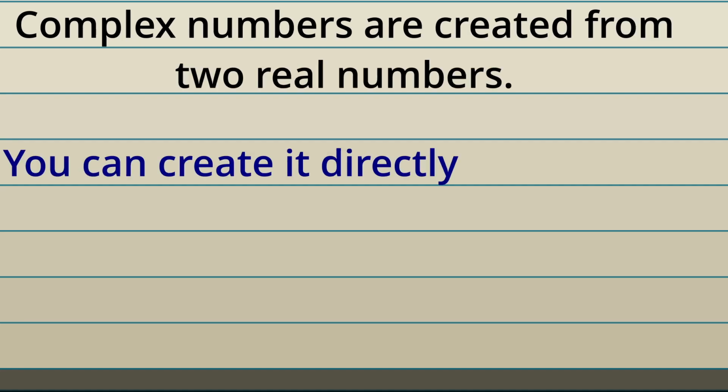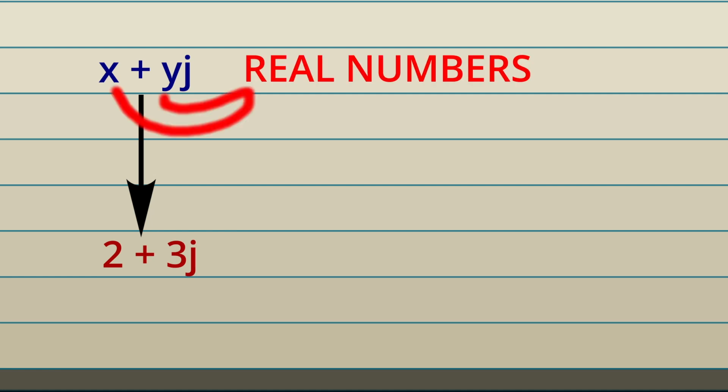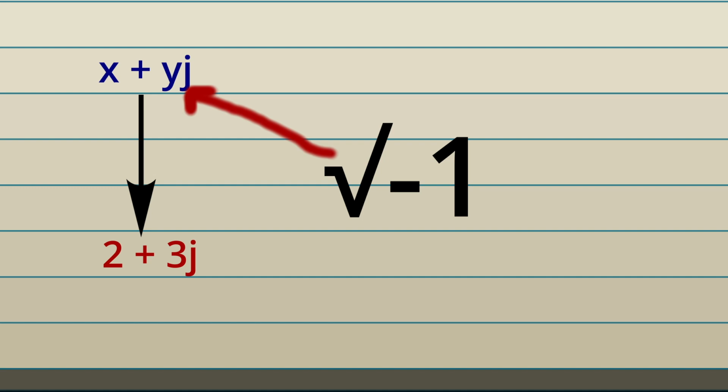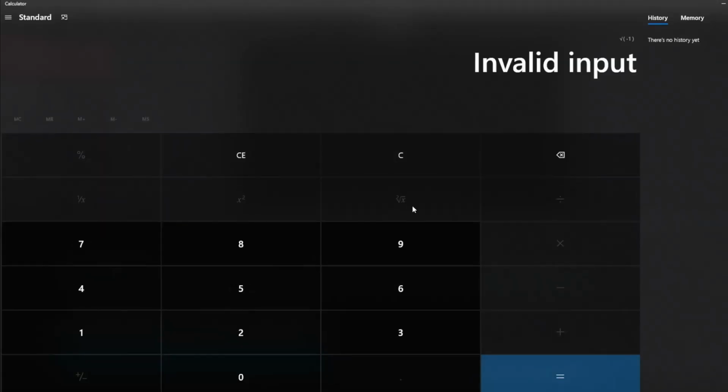You can create it directly, or you can use the complex function. They are written in the form of x plus yj, where x and y are real numbers, and j is an imaginary number, which is the square root of -1, because you can't solve it. Try putting it in a calculator.